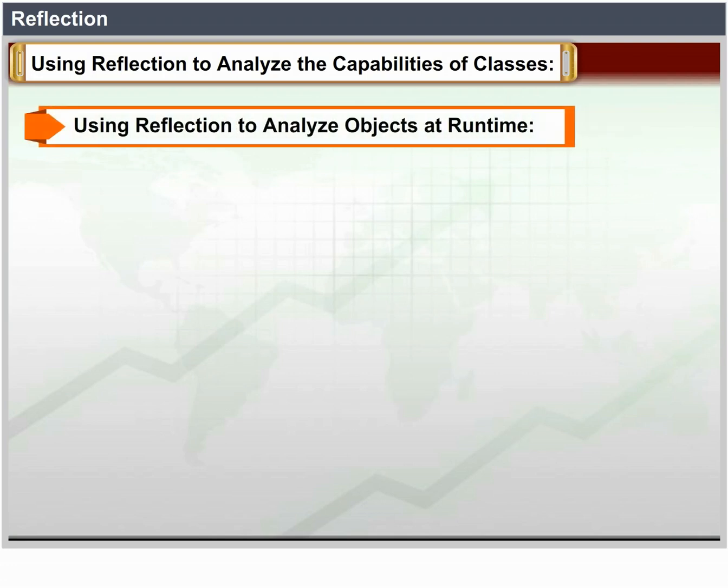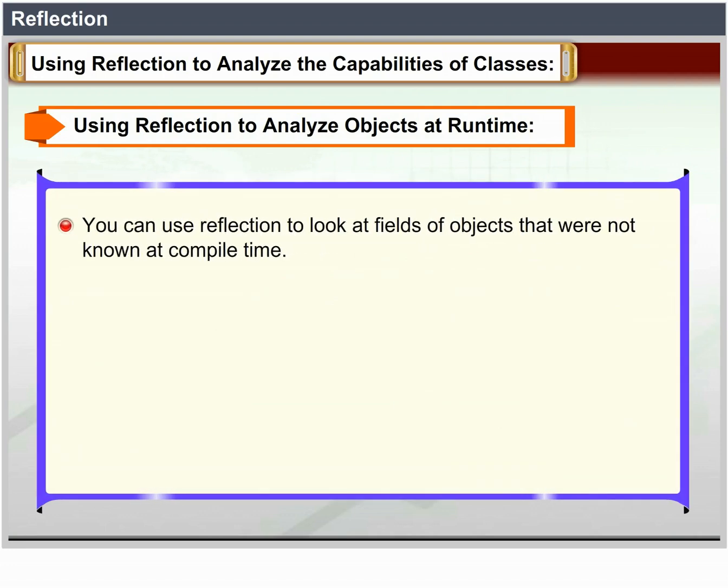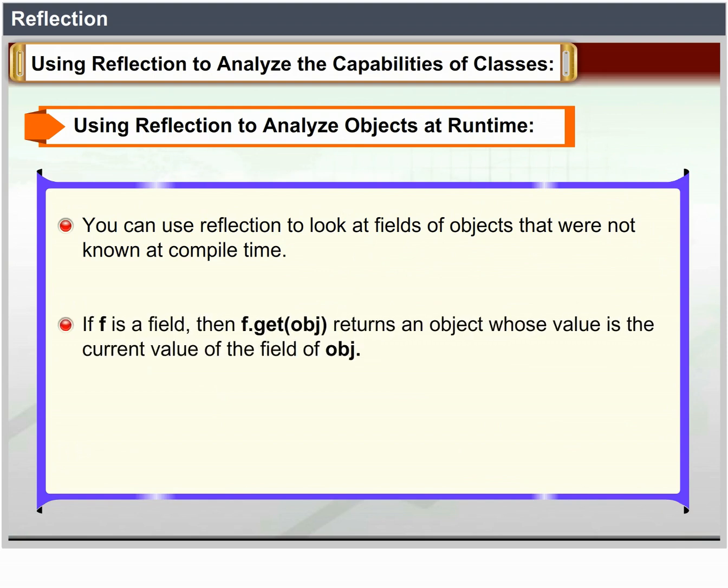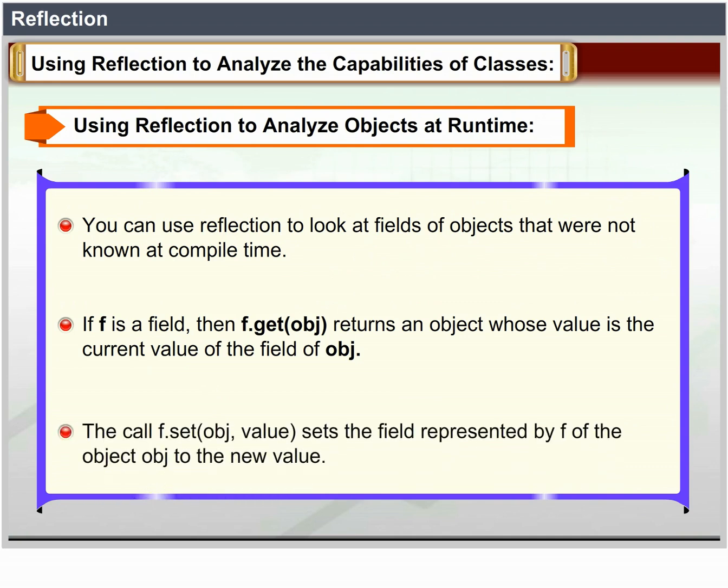Using reflection to analyze objects at runtime. You can use reflection to look at fields of objects that were not known at compile time. If f is a field, then f.get(obj) returns an object whose value is the current value of the field of obj. The call f.set(obj, value) sets the field represented by f of the object obj to the new value.